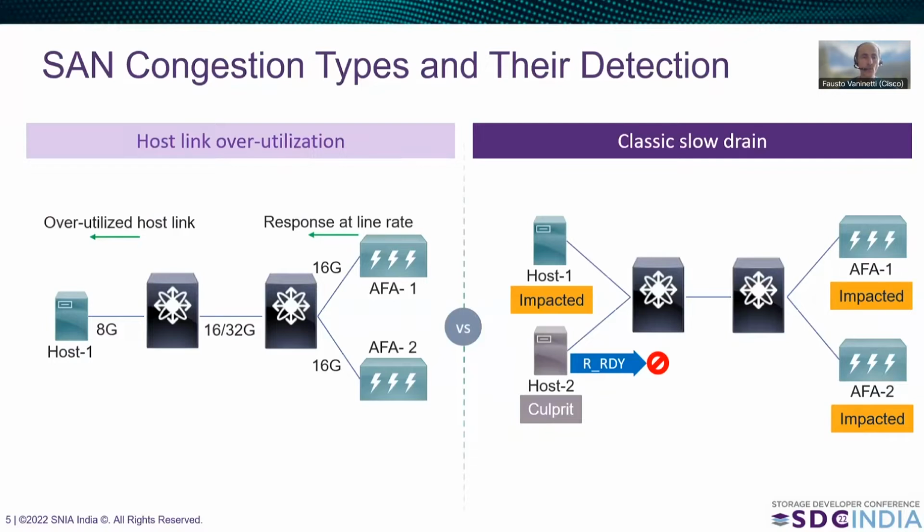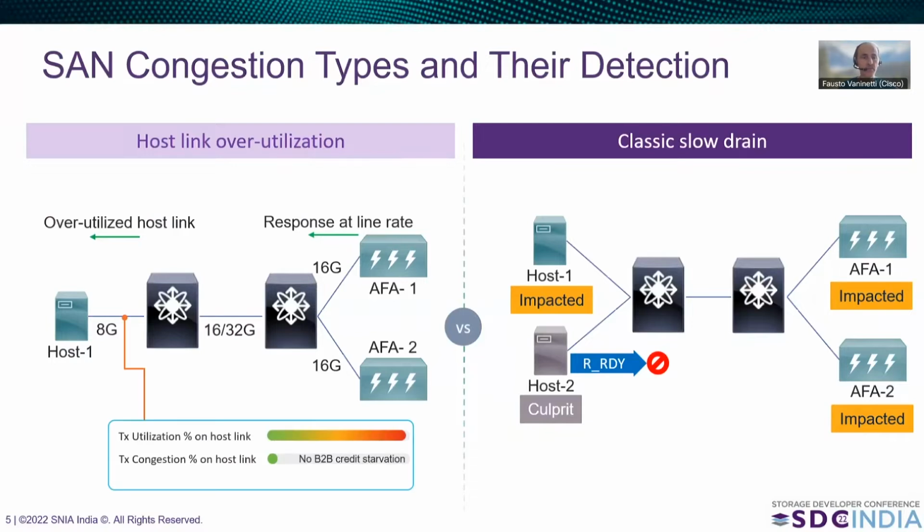Now, if we want to understand the situation a bit better, we need to look at ASIC level parameters on the switch side for the host link. You will notice that the transmit utilization on the host link is near 100%. The link is working at its maximum capability. But if you look at the buffer-to-buffer credits, which means if you look at the EX wait time for frames on the link, it is pretty low. So there is no buffer-to-buffer credit starvation. Now let's contrast and compare to what happens in the classic slow drain scenario, where we have a device that is intentionally misbehaving compared to what is expected from it.